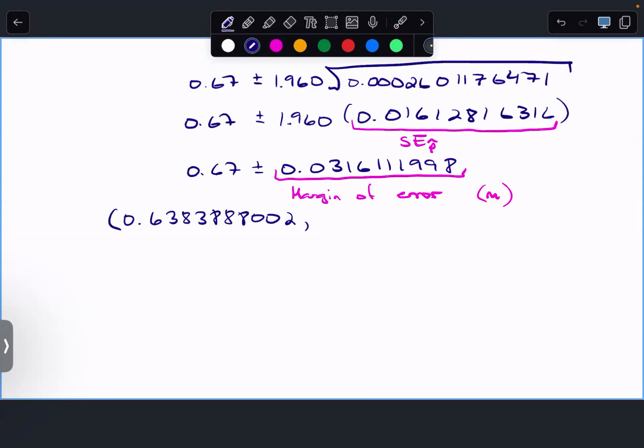Okay. And so I'm building habits. Potentially good habits, I don't know. So now 0.67 plus 0.0316, and I get 0.70161111998.